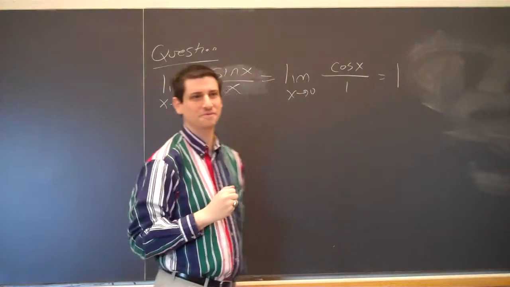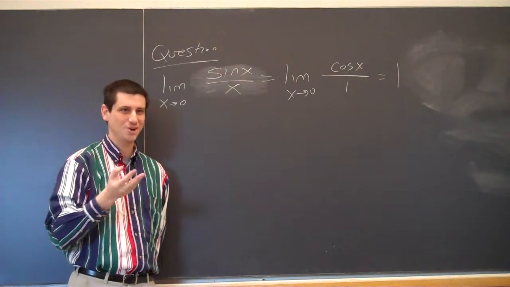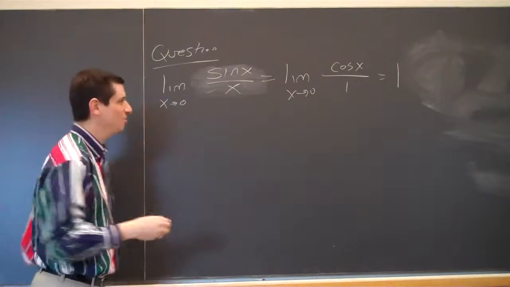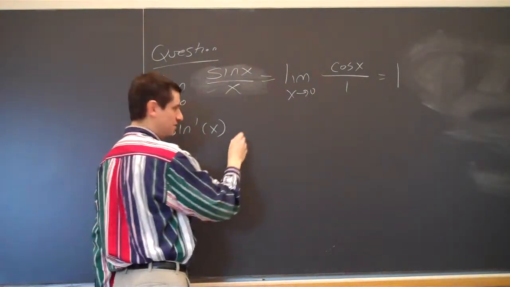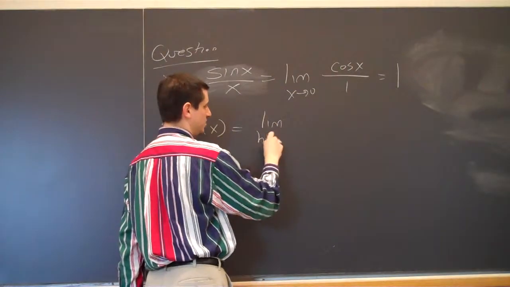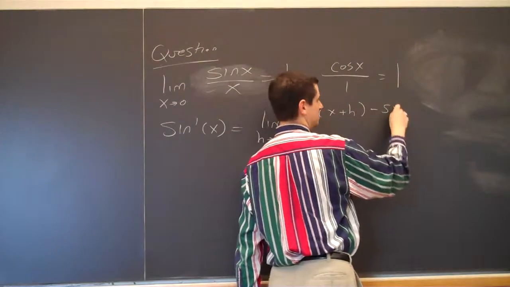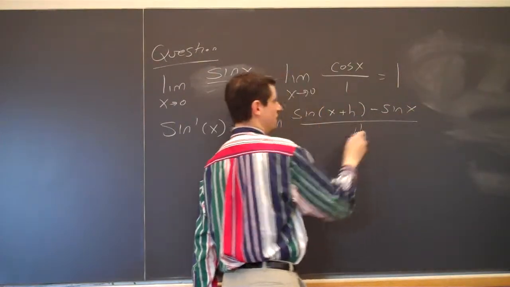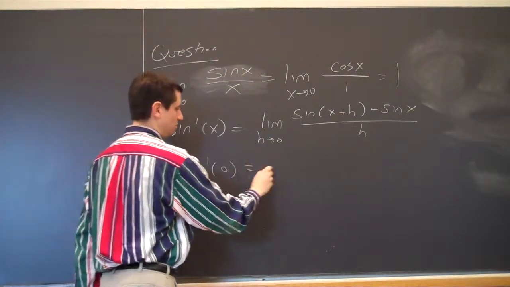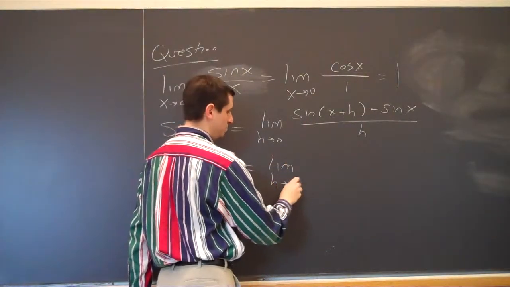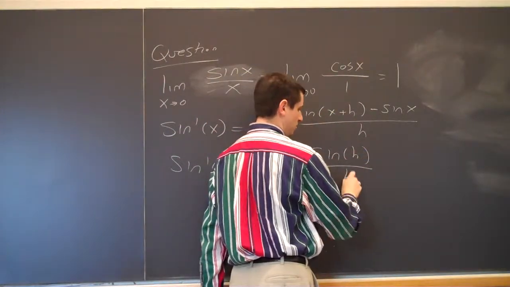What's the derivative of sine? Cosine. How do you know the derivative of sine is cosine? Sine prime of x is the limit as h goes to 0 of sine of x plus h minus sine of x, over h. Let's take the derivative of sine at 0. You get the limit as h goes to 0 of sine of h over h.